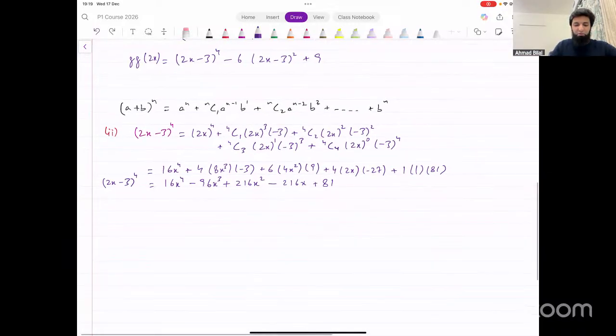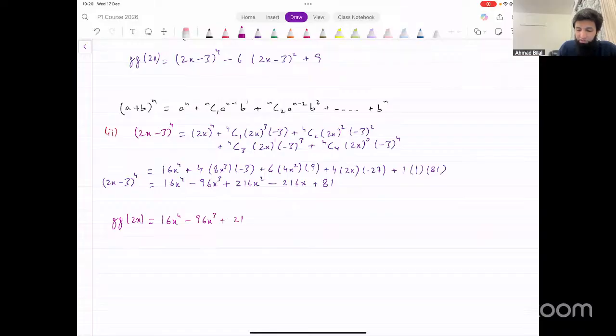Now we can simplify the whole thing. We can say, okay, now we can say g of 2x. What is that equal to? This thing, that simplifies to 16x raised to power 4 minus 96x cubed plus 216x squared minus 216x plus 81. Then you've got this. That will be minus 6 into 2x minus 3 whole squared. That's a squared minus 2ab plus b squared, right? You can just expand that directly. That will be 4x squared minus 2 into 2x into 3. That will be 12 times x plus 3 squared. That's 9. And then we've got 9 outside there as well.